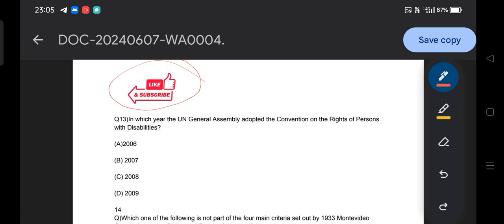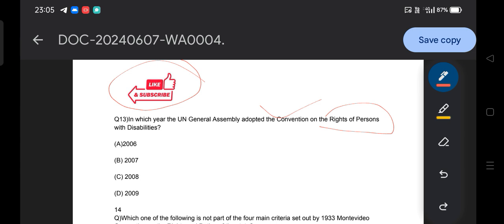The next question: in which year did the UN General Assembly adopt the Convention on Rights of Persons with Disabilities? Option A 2006, option B 2007, option C 2008, option D 2009. So what is the year, guys?